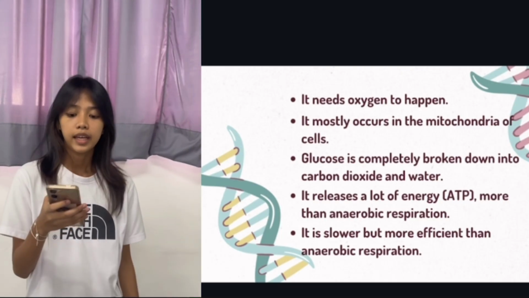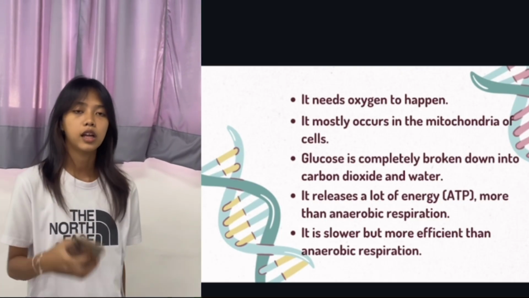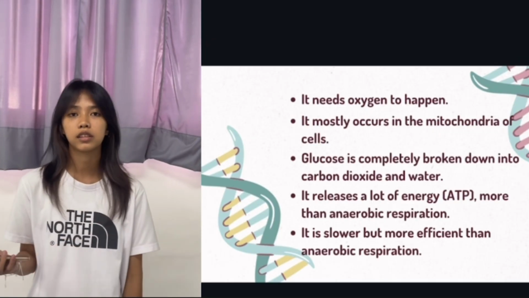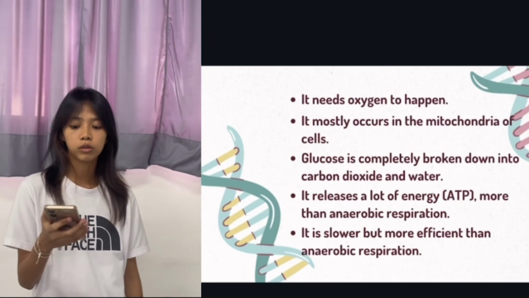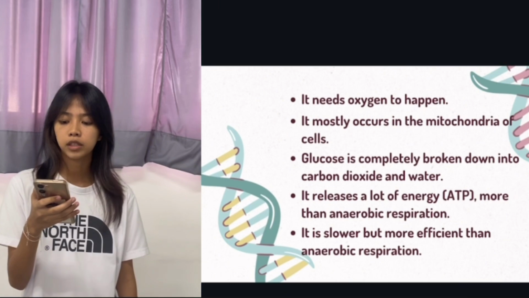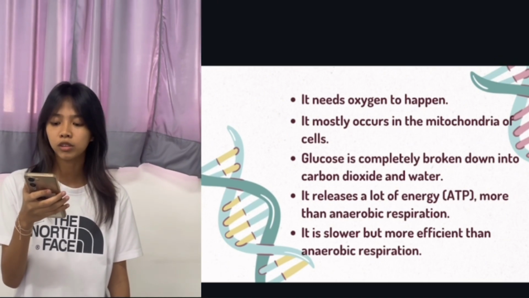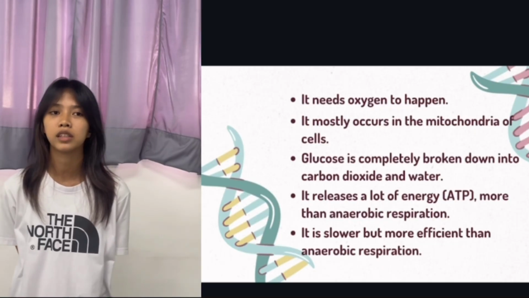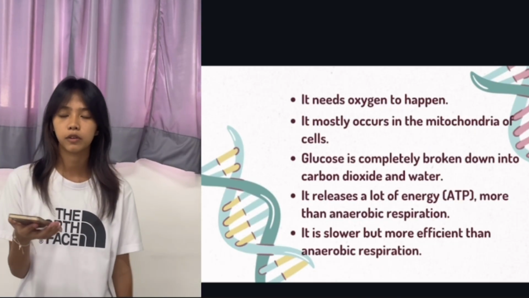Here are the characteristics of aerobic respiration. Number 1. It needs oxygen to happen. Aerobic respiration needs oxygen to work. Without oxygen, it won't happen. Number 2. It mostly occurs in the mitochondria of cells. It takes place in the mitochondria, which we call the powerhouse of the cell.